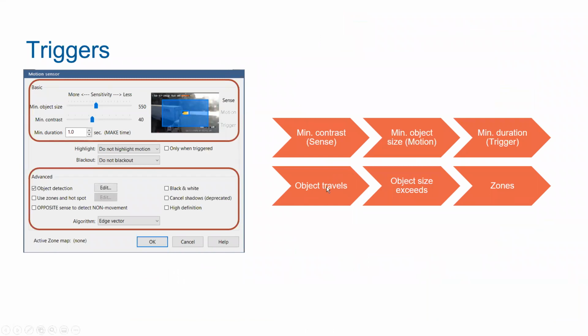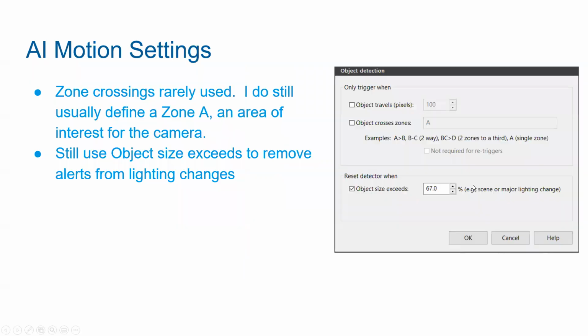And then I alluded to the other stuff that's also part of the advanced parts of the trigger dialogue: object travels, object size exceeds, and zones. And I referenced the triggers and alerts webinar, where I dive deeper into it. And then finally, what I started using more or less of because of AI, and the trade-offs: there are more resources, but it's more accurate. So how do you balance that, depending on how many cameras you have and what you're trying to get alerted on?